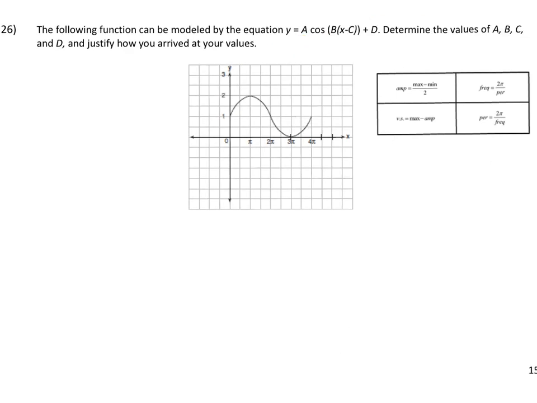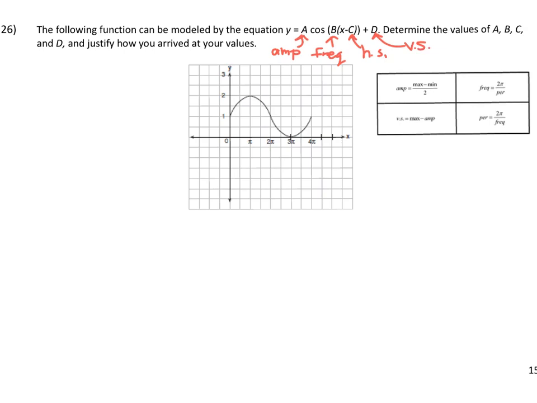Okay, now 26. If we look at this setup here, we have something in addition to what we had in 25. We also have a horizontal shift, right? If we have a number being added or subtracted within the parentheses with the x, we also have a horizontal shift. So here we have A. I'm just going to label everything again. A is our amplitude. B is our frequency. C is the horizontal shift. And then D is our vertical shift.